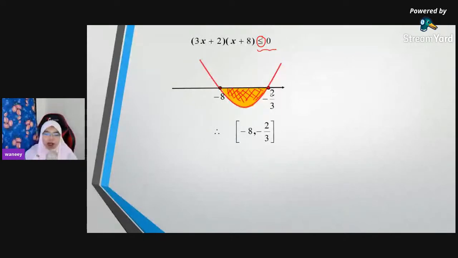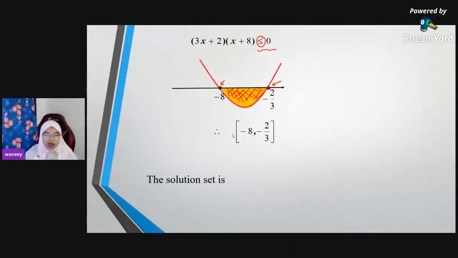So now we have to use the square bracket because we do have the equal sign at negative 8 and negative 2 over 3. So there is a dense circle here, and a dense circle here. So that is why we need to use square brackets at negative 8 and negative 2 over 3. Okay, so done with this, let us proceed to the next one.